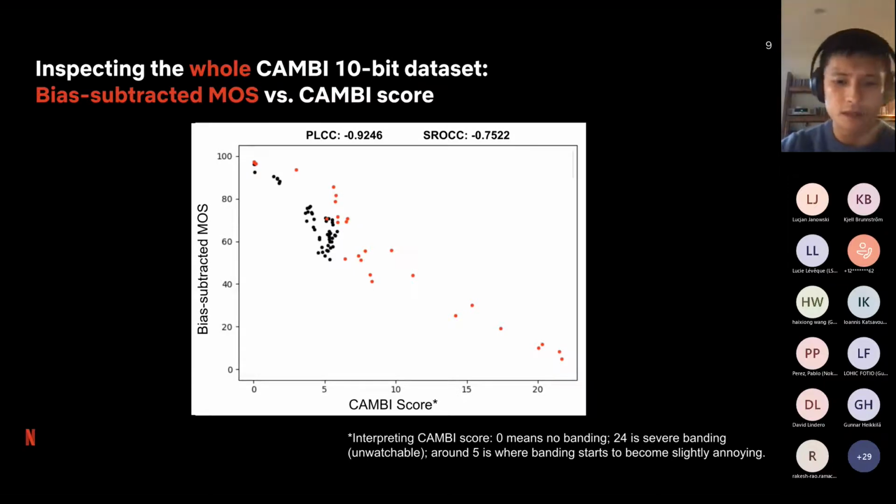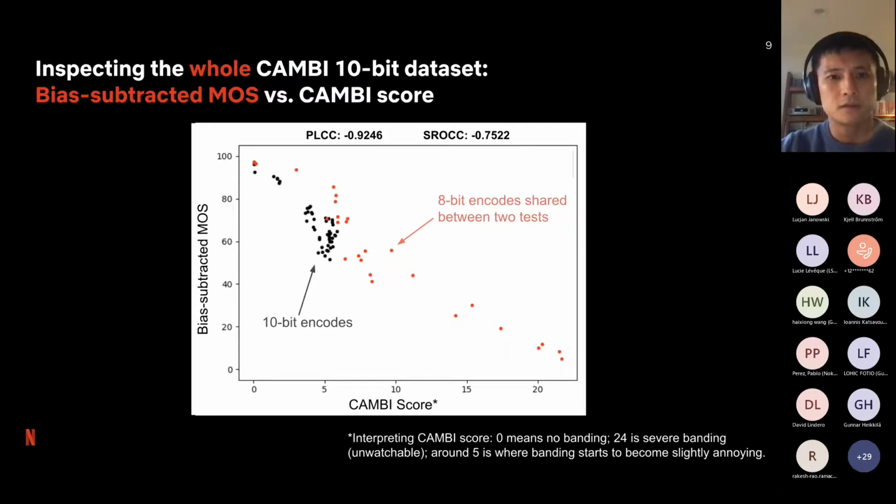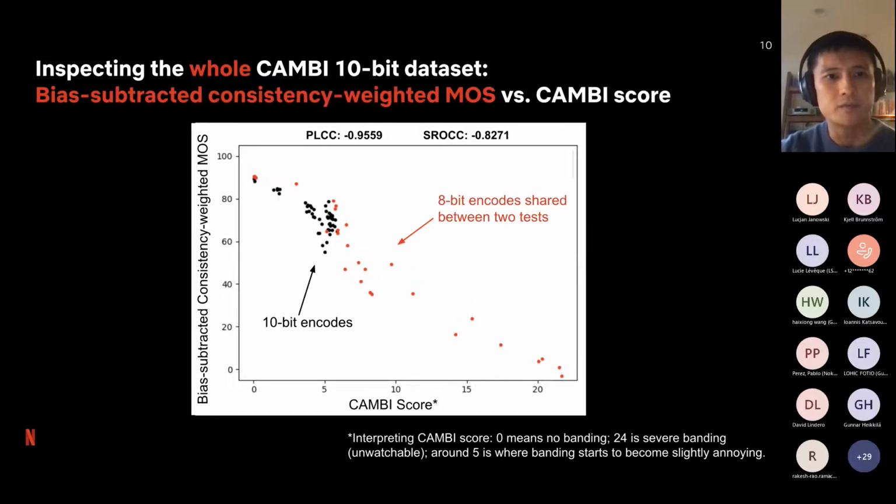So when we put the data here, you can see they're in two different colors. The black ones represent all the 10-bit encodes, and the 8-bit encodes shared between the two data sets are represented in red. So you can see this is the typical recovery result by the first algorithm. Similarly, we can use the second method to do the recovery, and it is also represented in a scatter plot here.